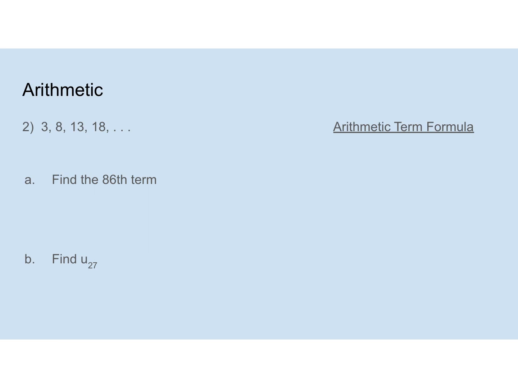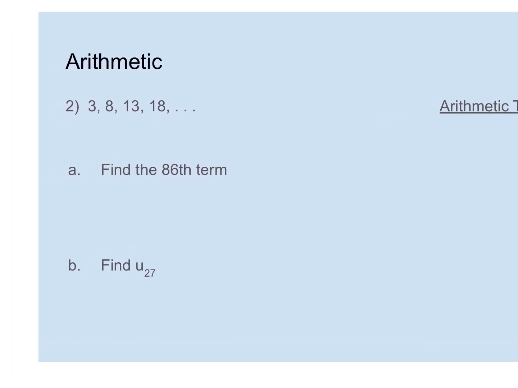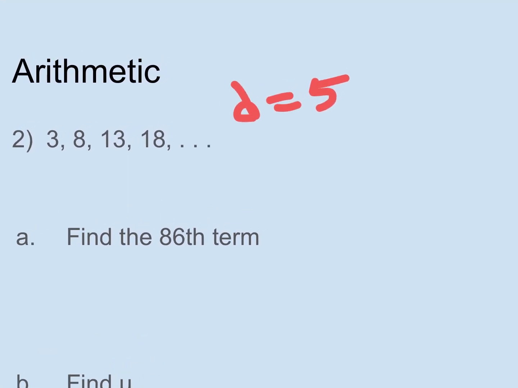3, 8, 13, 18. Is this the kind where we are multiplying by something? No. Is this the kind where we're adding something? Yes, we are adding what? 5. So that is the common difference, it's called. Just write d equals 5. I kind of like to do this. You don't have to, but I'm adding 5.